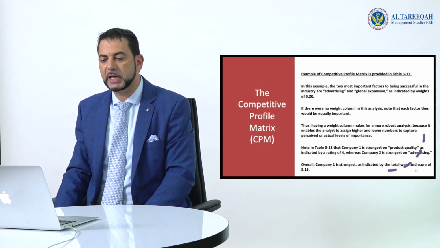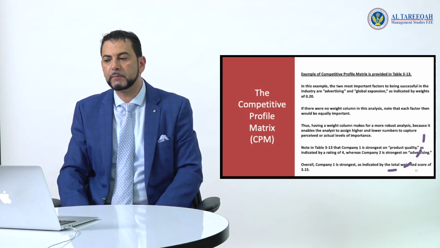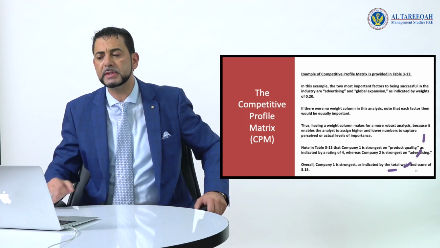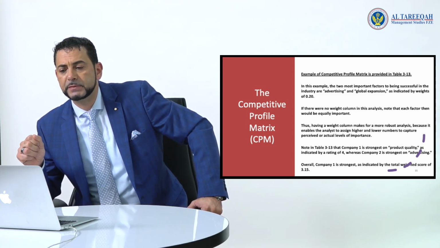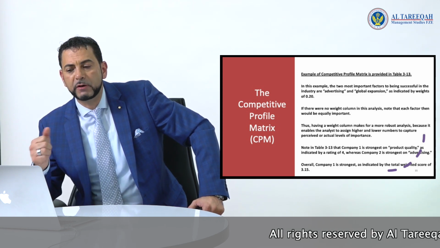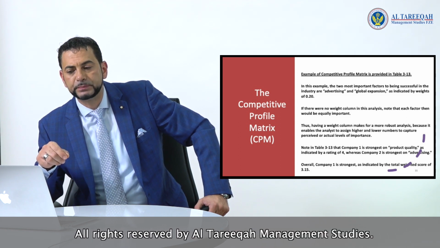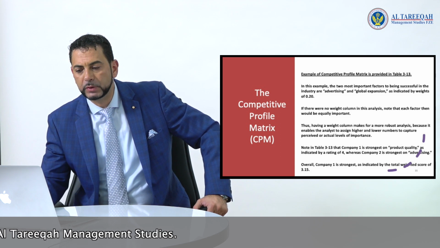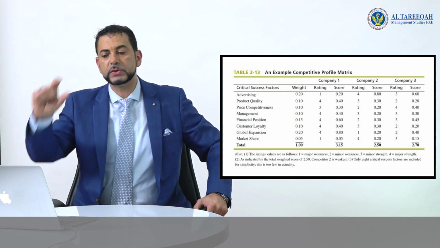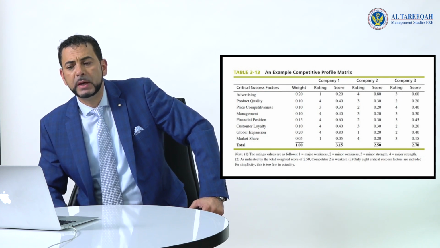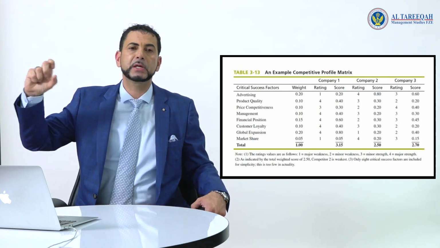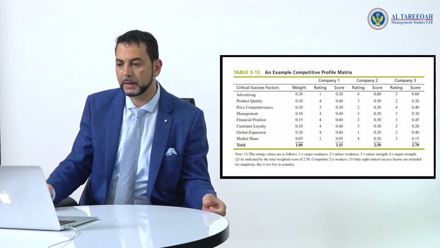Now, we have an example for you on slide number 38. This is in your textbook, which is table 3.13 in chapter 3. In this example, there are 2 most important factors to being successful in the industry: advertising and global expansion, as indicated by the weights of 0.20. If you look at the example on slide number 39, you'll see the first item is advertising, then you've got a weight, then a rating for company number 1, company number 2, and company number 3, which are your competitors.